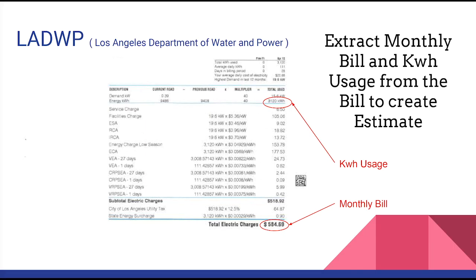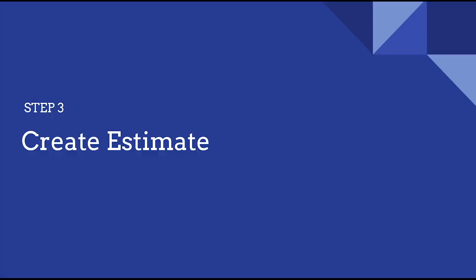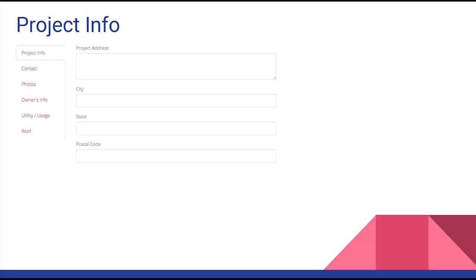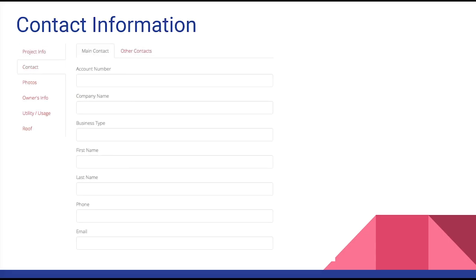And then here we go, we're creating the estimate. So project information: address, city, state, that's about it. Then we have contact information: the account number, company name, very simple information that you can get in about a minute or maybe less than that. It's critical that the information is precise for the people that are involved in the project.